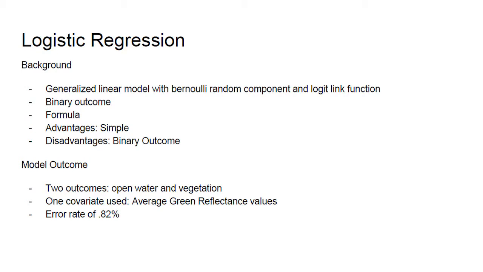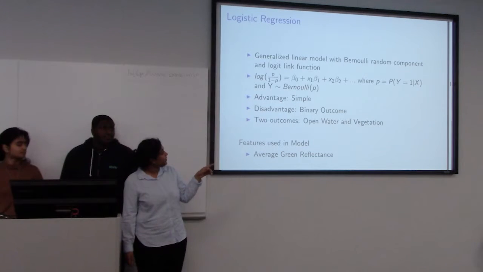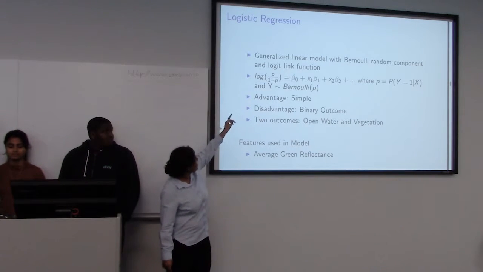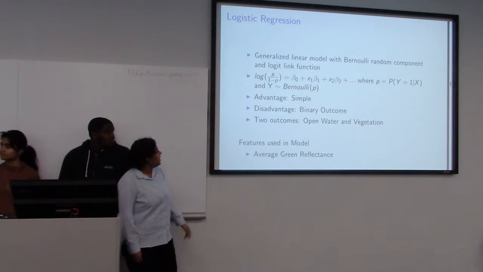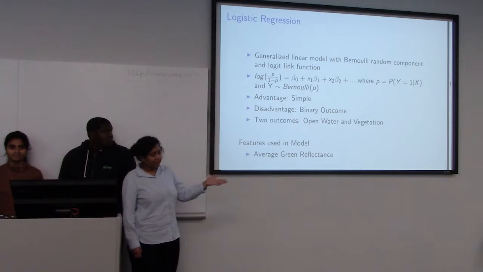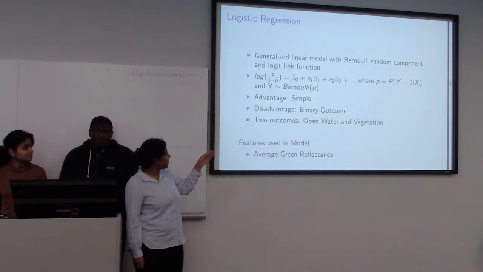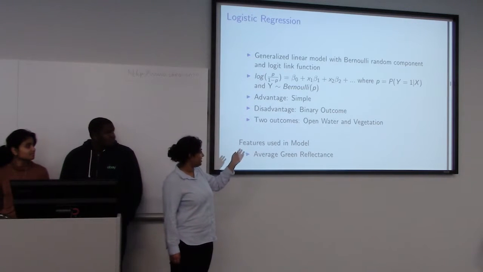So the first model we used was called a logistic regression. A logistic regression is a generalized linear model, and it has a Bernoulli random component and a Logit link function, which is demonstrated with log(p/(1-p)). And since it's Bernoulli distributed, we have a binary outcome. And here the outcome that we're looking for is open water and no water.